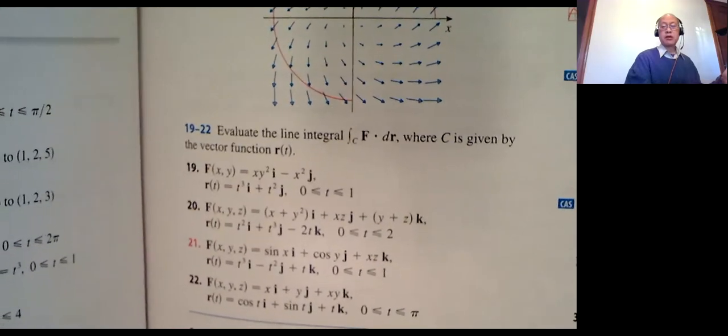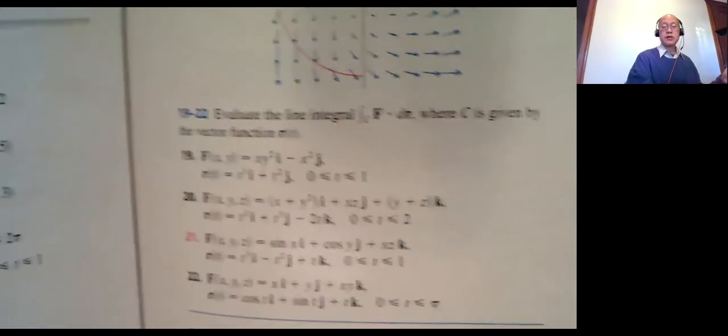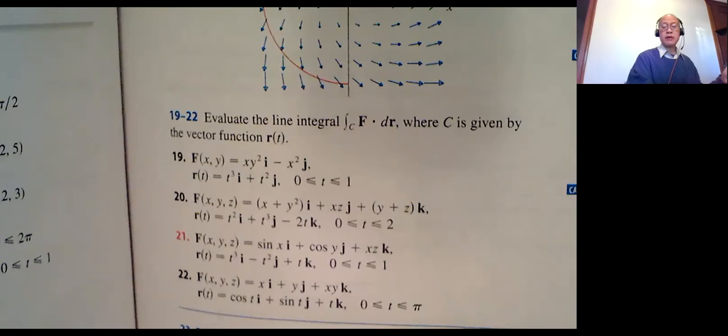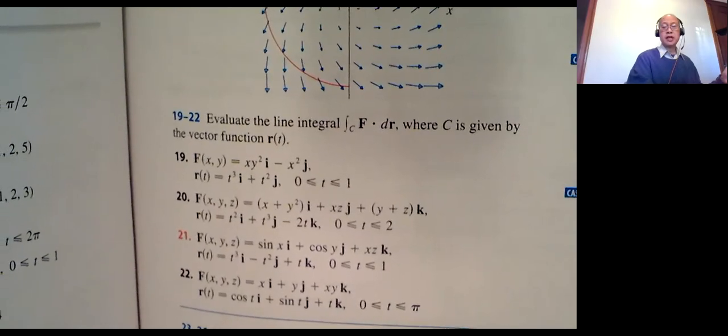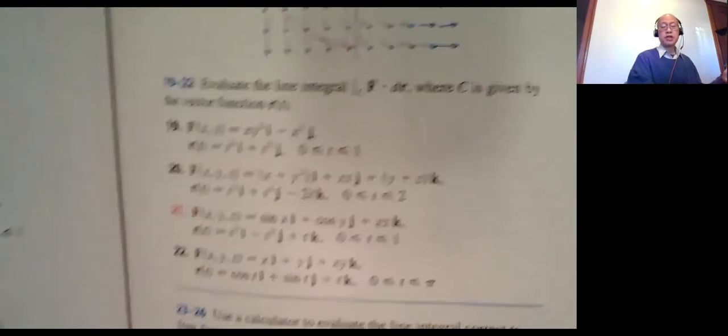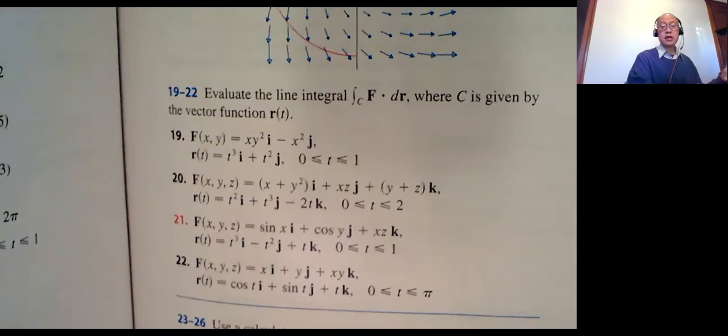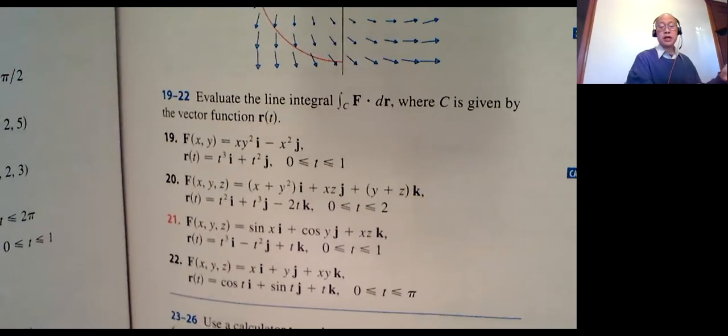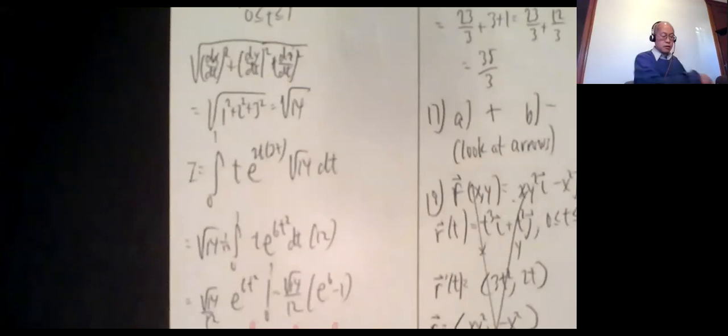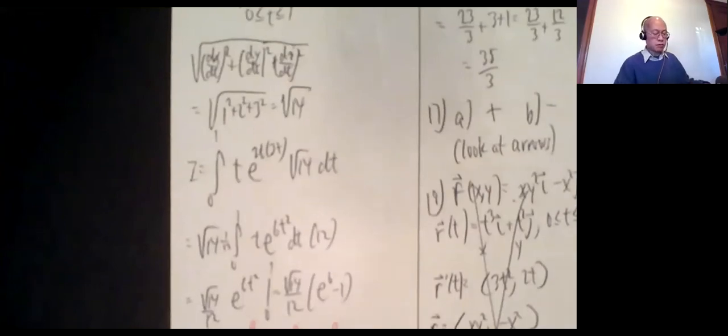Evaluate integral along C of f dot dr. So f of x, y, z is sine x i plus cosine y j plus xz k. And the position vector r is t cubed i minus t squared j plus t k. T goes from 0 to 1.